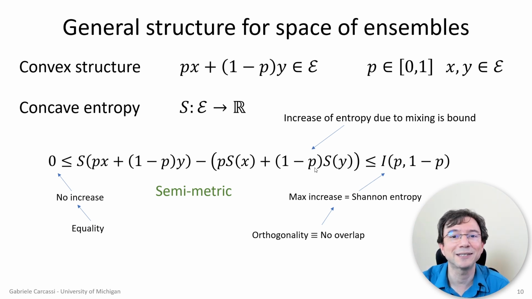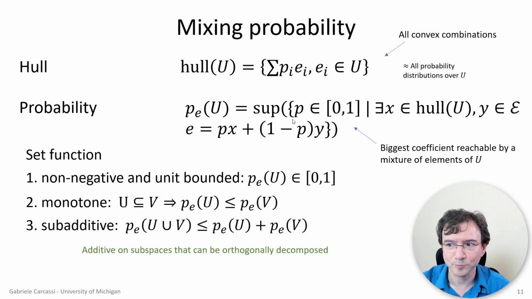So how do we get to this sort of probability measure that is non-additive? We define the hull. The hull of a subset of U is a subset of ensembles, going to be all the possible convex combinations that you make with a probability over U. So you just take a bunch of elements over U, you make all the possible convex combinations, and that's the hull. It's the convex set with all the convex combinations.